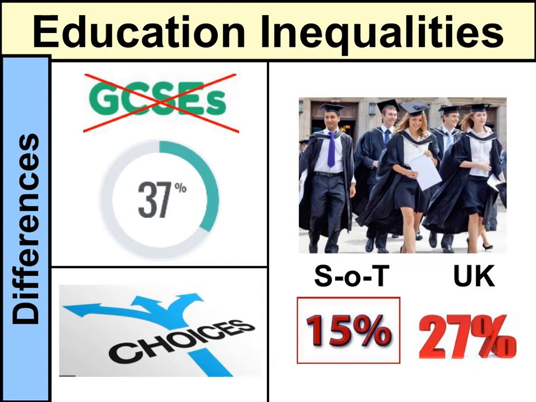Also in Stoke-on-Trent, only about 15% of people have a degree level qualification, as opposed to the UK, which on average is about 27%. So you can see that is a little bit lower. So not just within the city are there inequalities, but also between the UK and Stoke-on-Trent there are also inequalities.